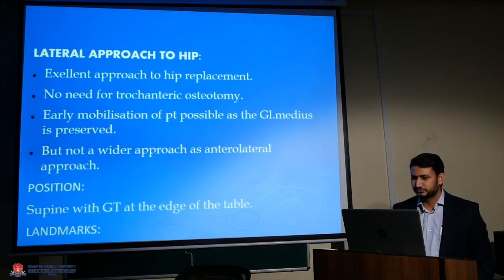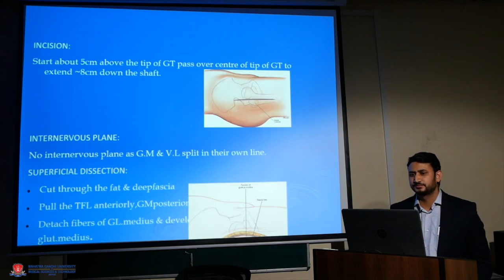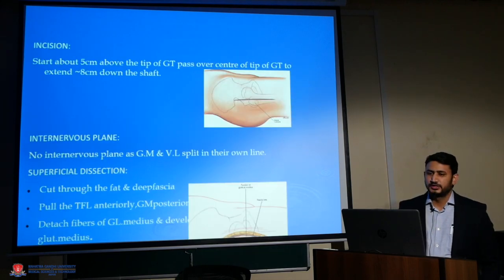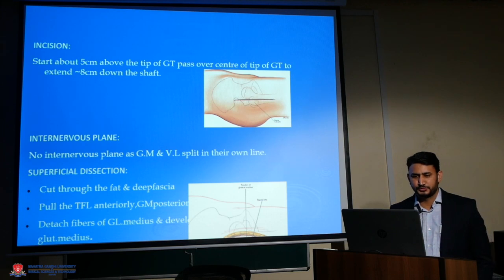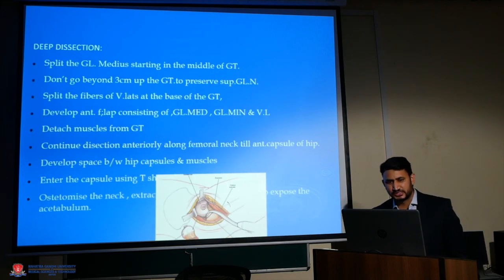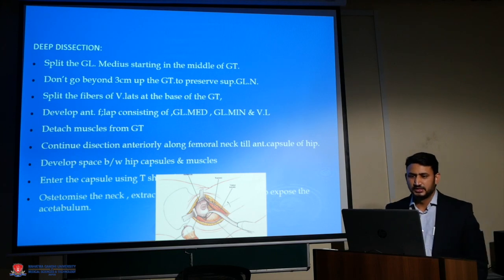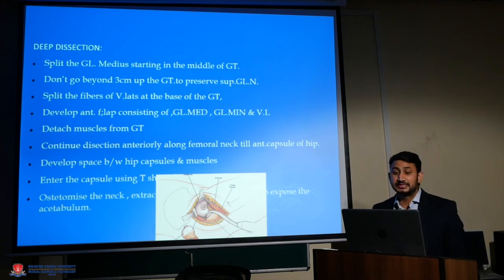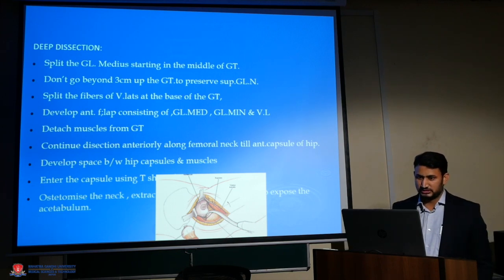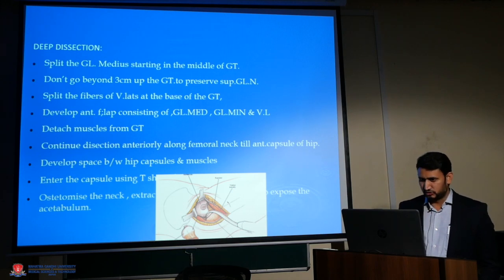Position: supine position, with the GT at the edge of the table. So this is the diagram, and the internervous plane lies between gluteus medius and vastus lateralis. Superficial dissection, then deep dissection: split the gluteus medius starting in the middle of the GT. You should be careful not to go beyond 3 cm proximal to the GT, because the superior gluteal nerve is lying there, and you can damage it. So you should be very careful.